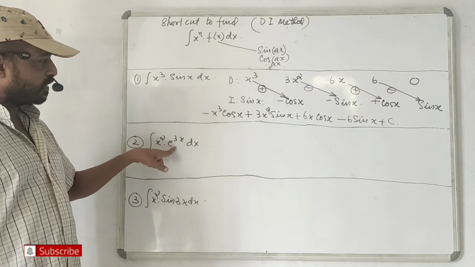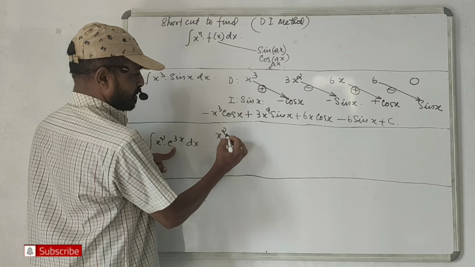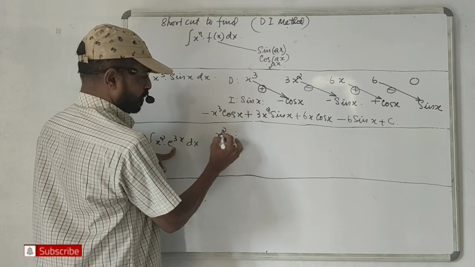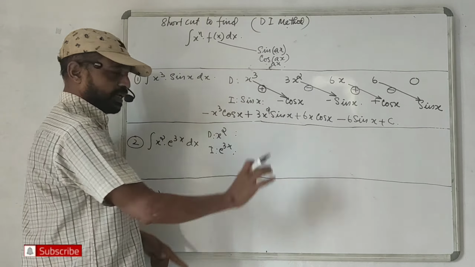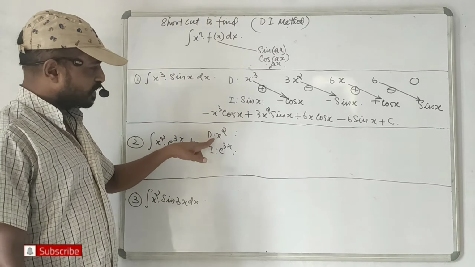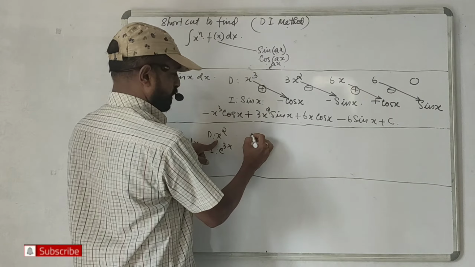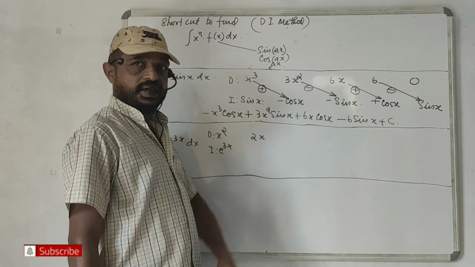Integral of x square e raised to 3x. So the first function is x square and the second function is e raised to 3x. Here you will have to differentiate, and in this function you will have to integrate successively. So what is derivative of x square? Derivative of x square is 2x. Differentiate successively till we get the value 0.